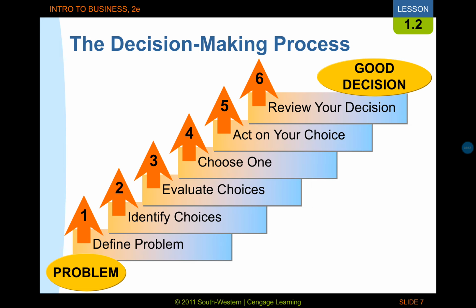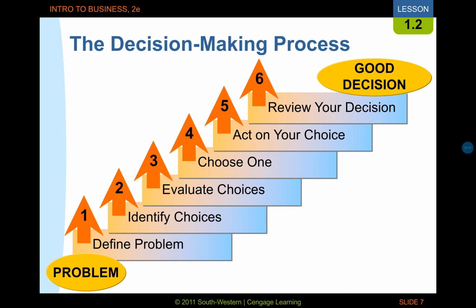So the first step in the decision-making process is number 1, to define the problem. This is the most important step. In order to get a solution, you first need to know what the problem is. The next step would be to identify your choices. Before you can make a choice, you have to know what your choices are. So you would evaluate that and determine what your available choices are.